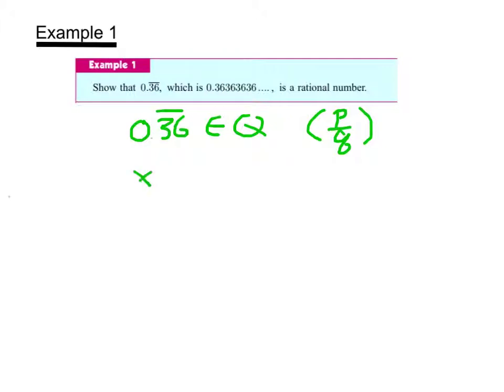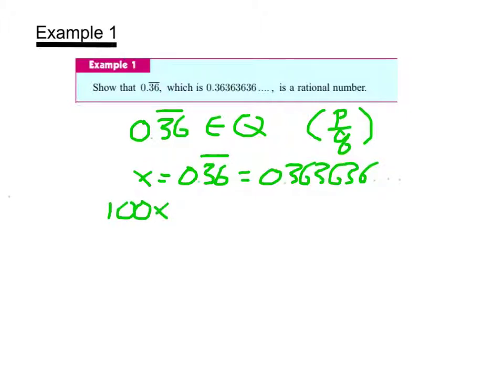First, let's set x equal to 0.36 repeating, which we know is equal to 0.363636 on into infinity. Now, if we multiply both sides of that equation by 100, we have 100x equals 36.363636 repeating, or 36 plus x. Because notice that this chunk right here is equal to this chunk right here, which is x. So now I have an equation, 100x equals 36 plus x.